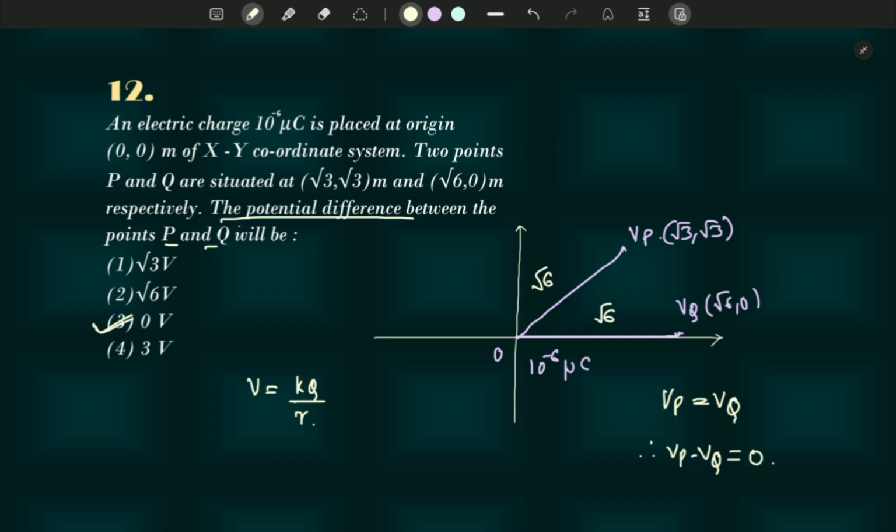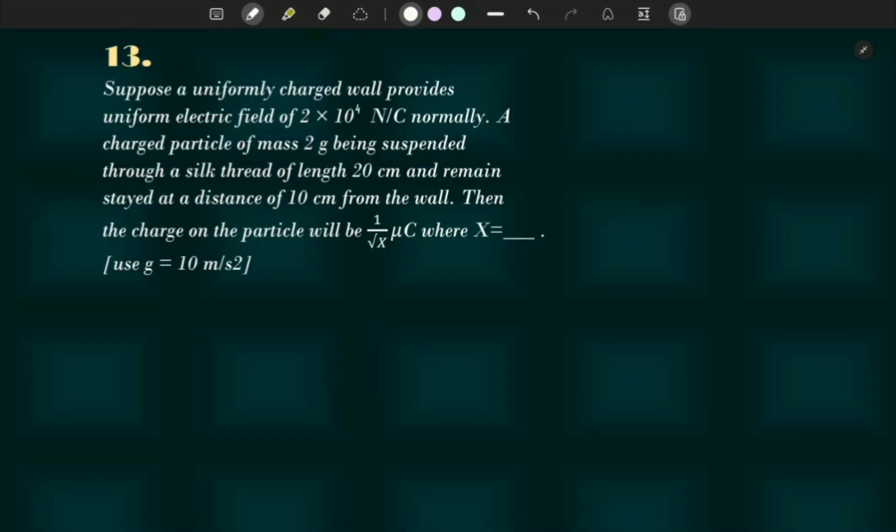So option 3 is the correct answer to our question. Question number 13. Suppose a uniformly charged wall provides a uniform electric field of 2 × 10^4 Newton per coulomb normally. A charged particle of mass 2 gram, suspended through a silk thread of length 20 centimeter, remains at a distance of 10 centimeter from the wall. Then the charge on the particle will be.